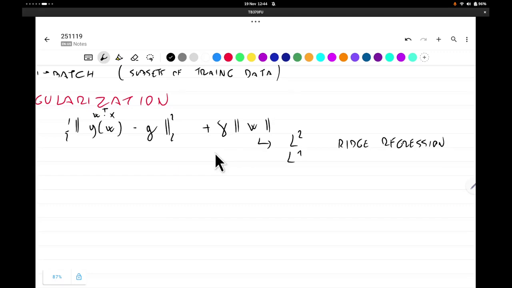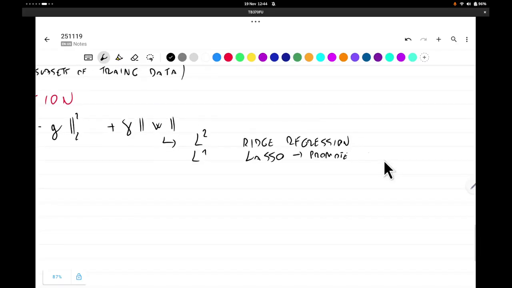Or you have the L1, this is the lasso. This would be the sum of the absolute values of the W. That would be the L1 norm. And this is a regularization that promotes sparsity.